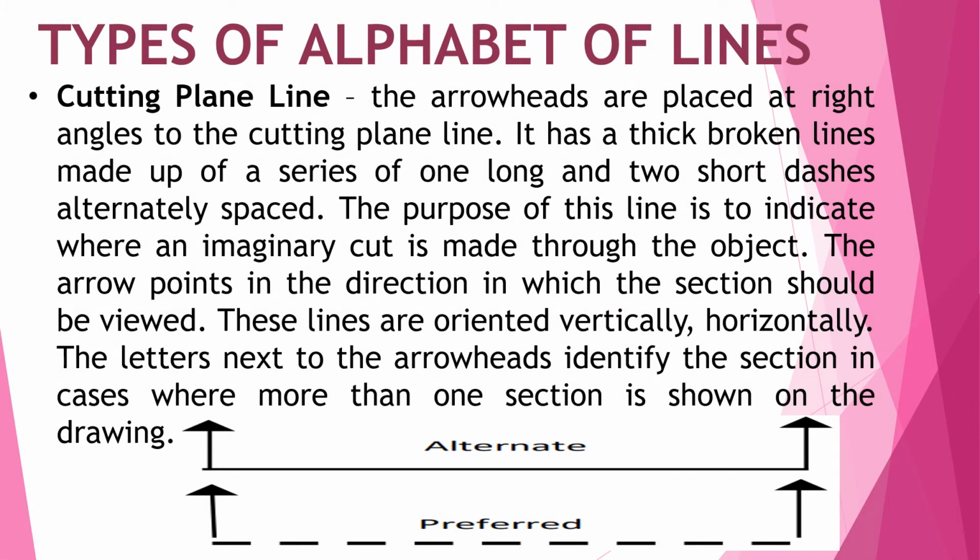Cutting plane line. The arrowheads are placed at right angles to the cutting plane line. It has a thick, broken line made up of a series of one long and two short dashes alternately spaced. The purpose of this line is to indicate where an imaginary cut is made through the object. The arrow points in the direction in which the section should be viewed. These lines are oriented vertically and horizontally. The letters next to the arrowheads identify the section in cases where more than one section is shown on the drawing.